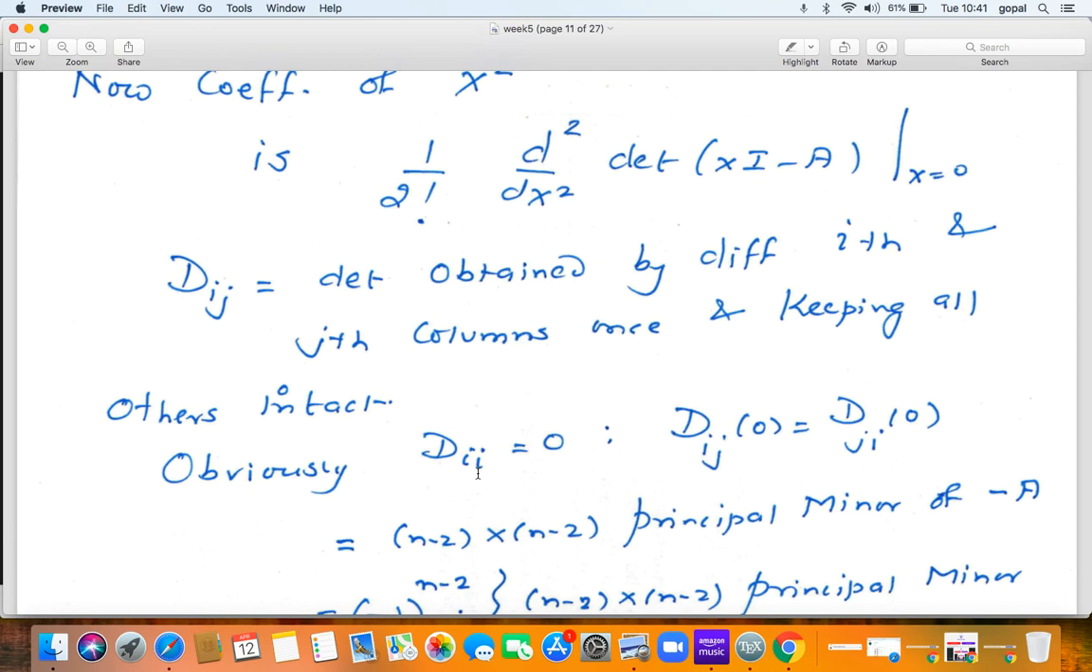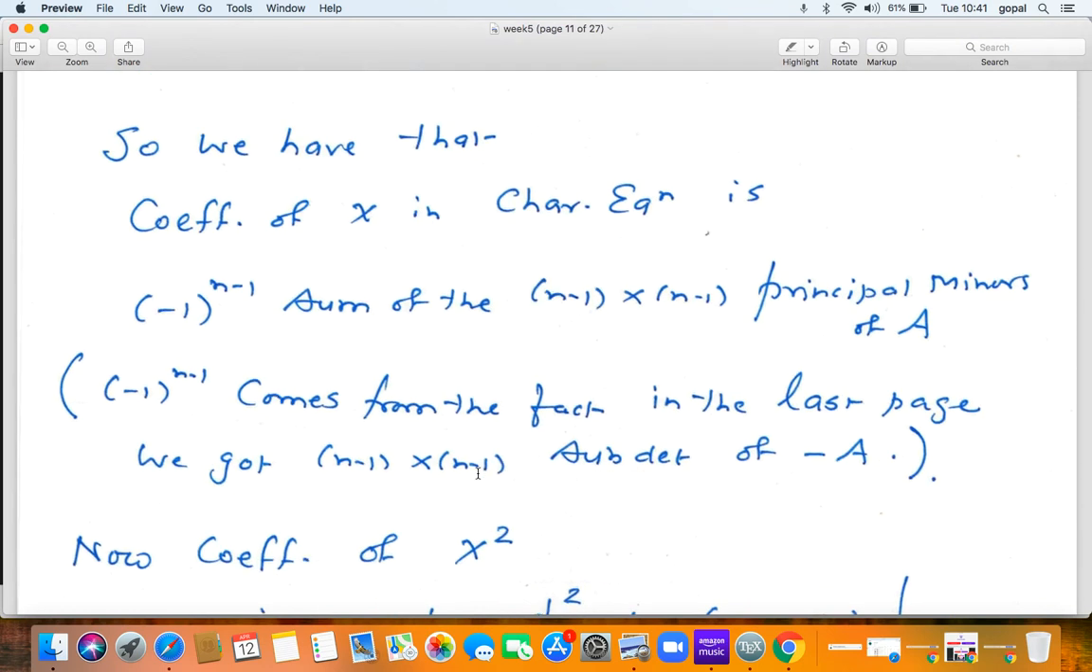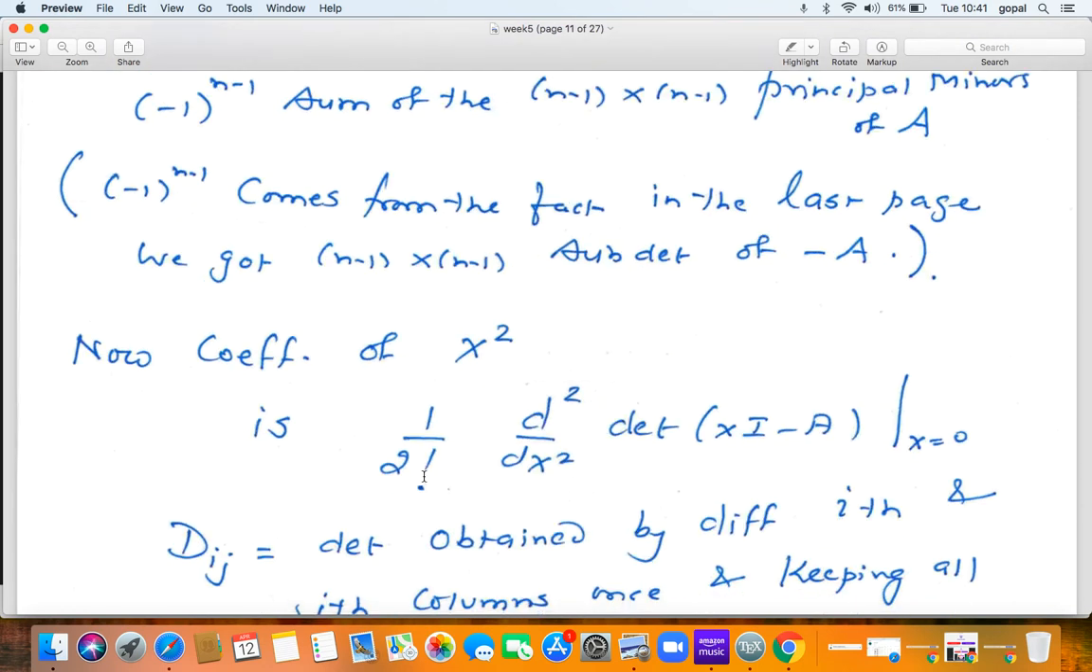And another thing is that d_ij(0) is the same as d_ji(0). Now, when I want to differentiate the determinant twice, what do you do? You first differentiate the determinant once. You'll get d1 plus d2 plus dot dot dot plus dn, where di is obtained by differentiating the ith column once, keeping all other columns intact.